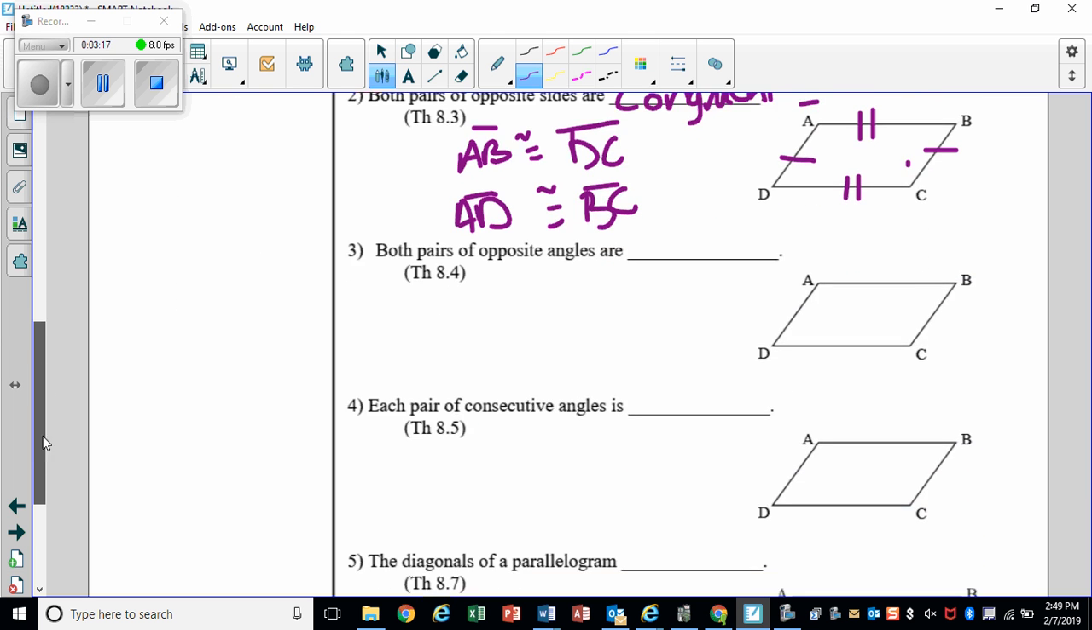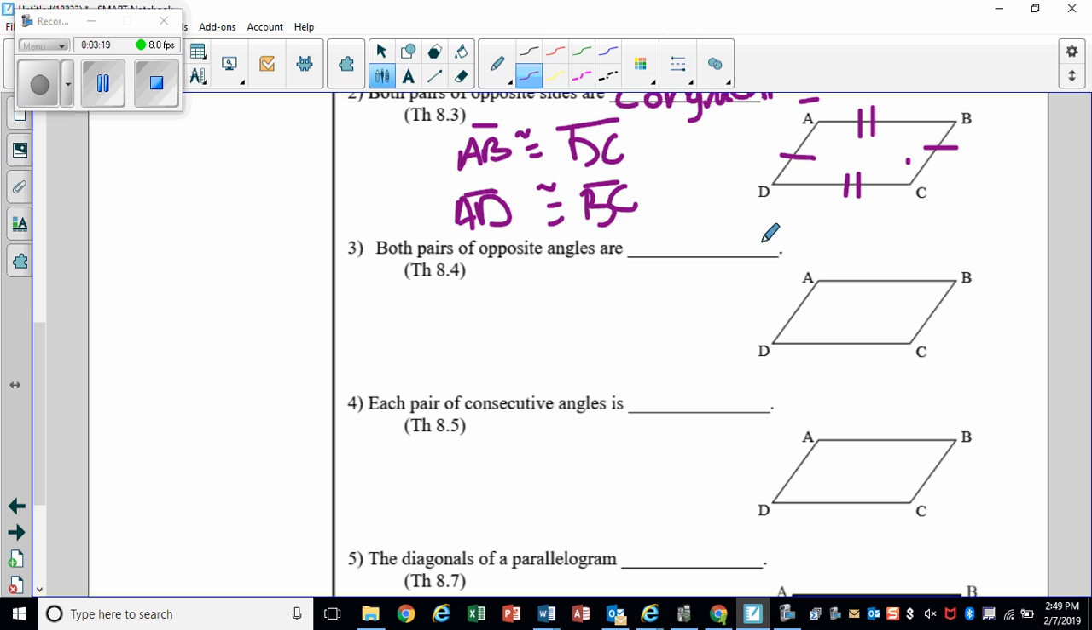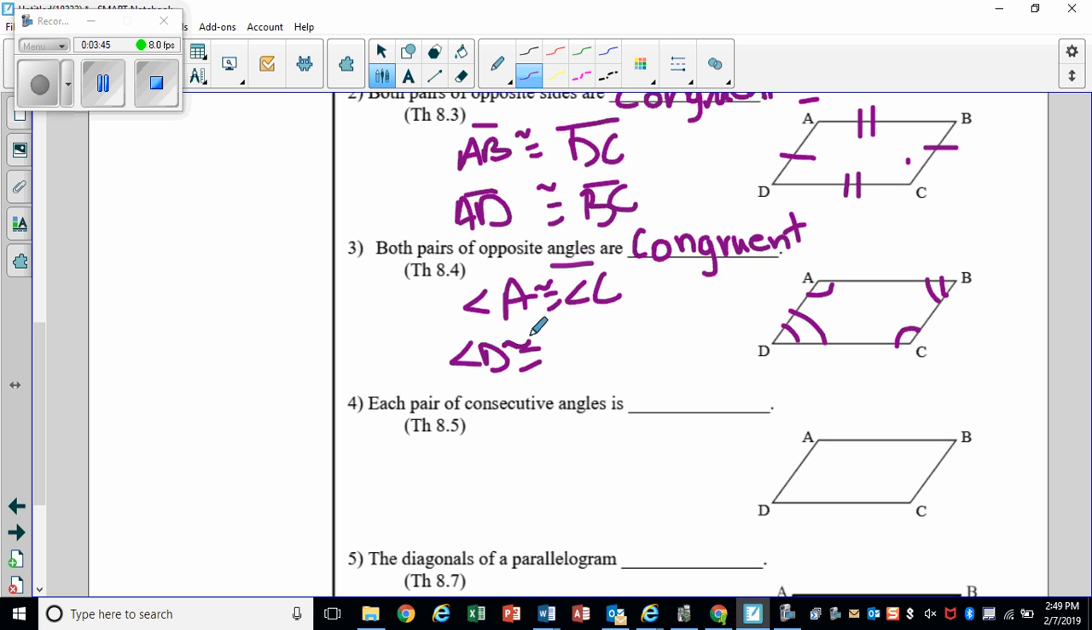The third property is both pairs of opposite angles, remember, are also going to be congruent. Opposite meaning angle A and angle C are congruent, and angle D and angle B are congruent. So I can write down angle A is congruent to angle C, and angle D is congruent to angle B.